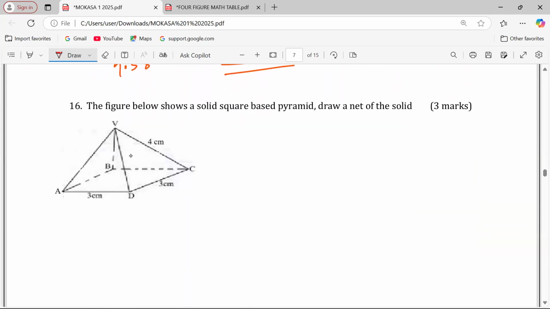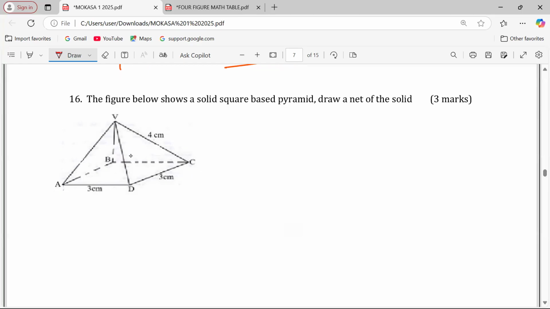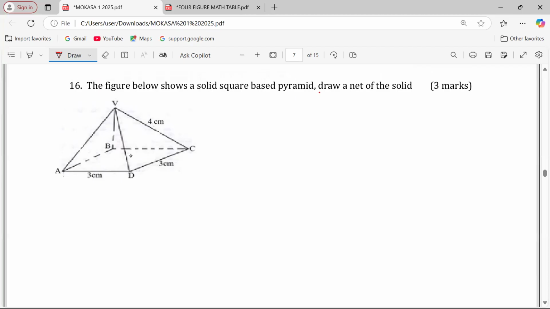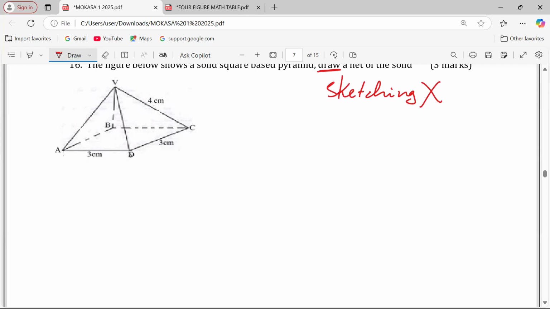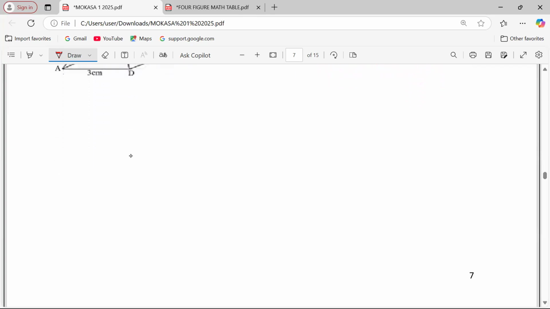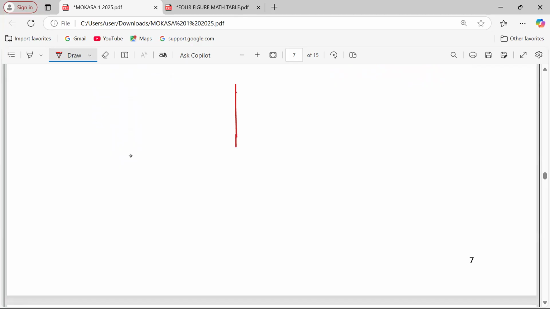The figure below shows a solid square-based pyramid. Draw a net of the solid. You're supposed to know that we are drawing a net. We are not sketching. Therefore, I expect exact measurements here. So the first thing we are going to draw is the base, which is a square. Remember, I'm just guiding. Later, you'll be using an exact measurement.